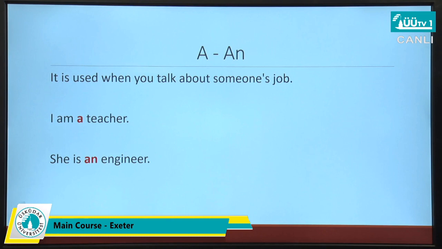And we use a and an with someone's job. For example, I am a teacher. She is an engineer. So be careful about that. When you're talking about someone's job, you have to use a or an.